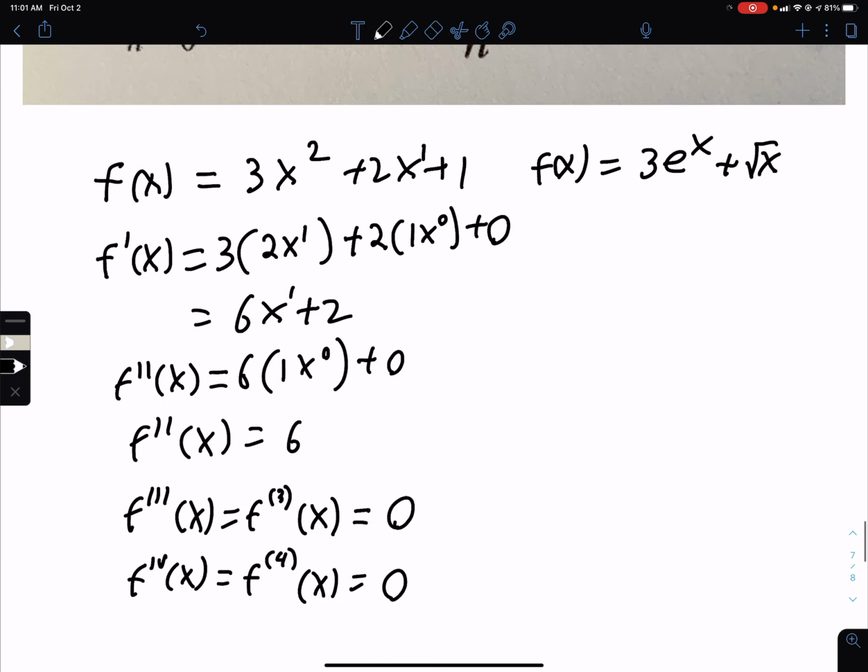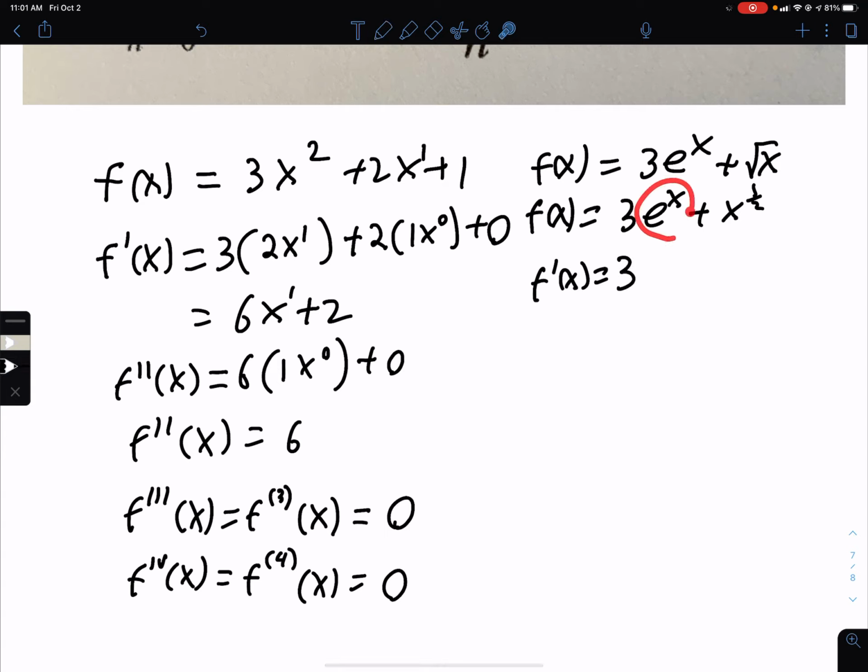Okay, this one's a little trickier. I'm going to rewrite this one. That's x to the 1/2 power. So the derivative, I copy the 3, but you learned the derivative of e to the x is itself. So that stays the same. And I bring the 1/2 in front, decrease the power by 1, so I get negative 1/2.